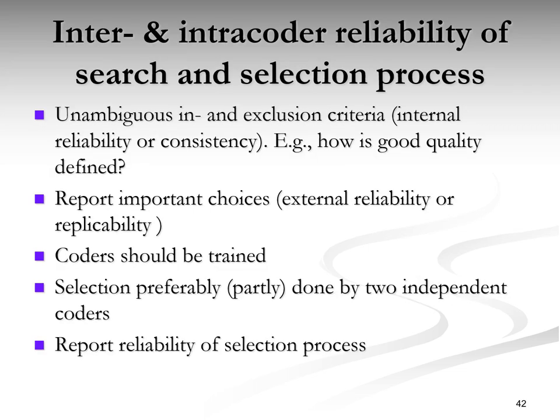I already mentioned that it's important that you use very clear and unambiguous in and exclusion criteria. So this is important for obtaining consistency. So for instance, this also includes if you say that only studies with a good quality are included, that you defined what good quality is for you. So how you operationalized good quality. But not only for consistency, also for replicability, it's important that you have very clear in and exclusion criteria and that you report on these criteria.